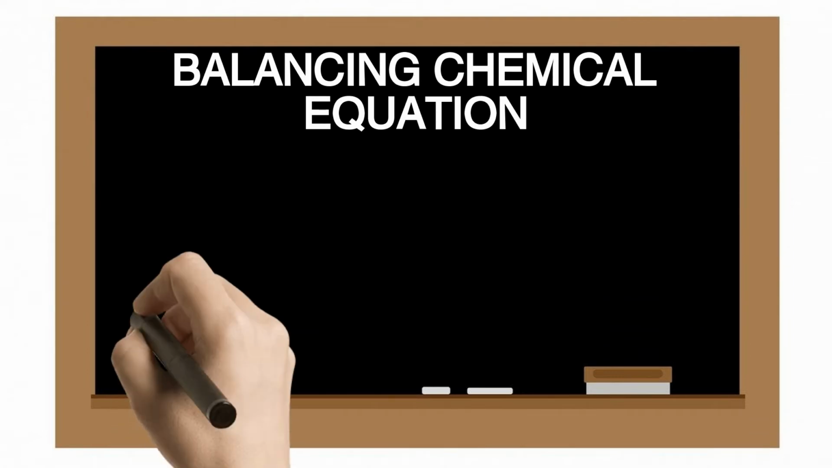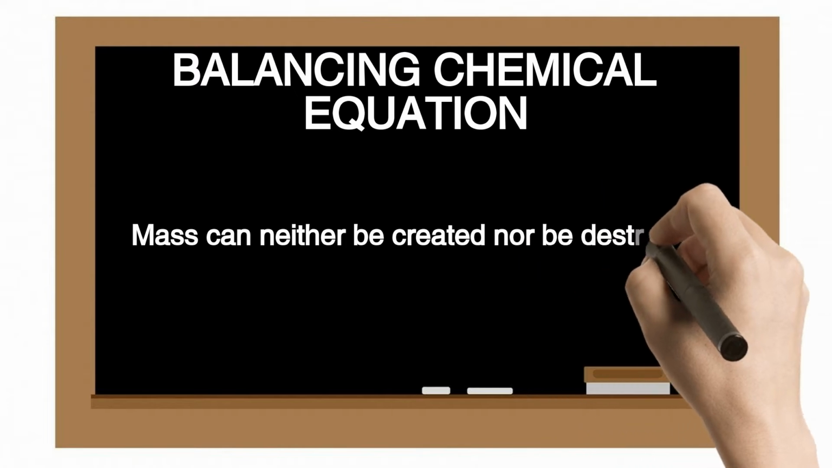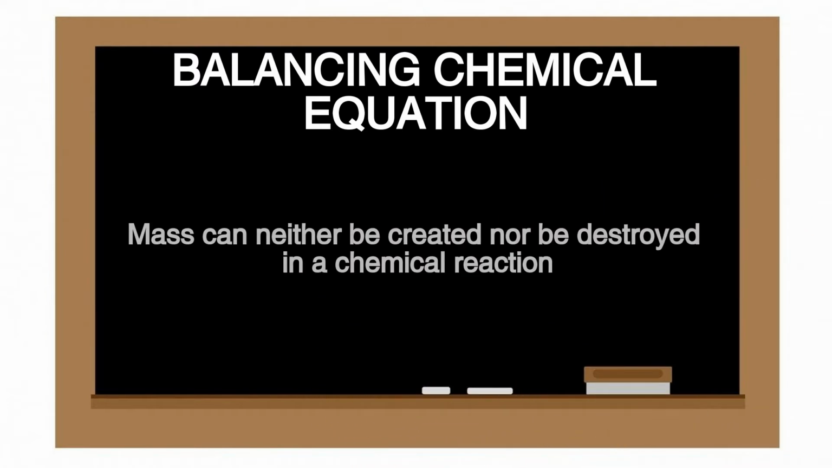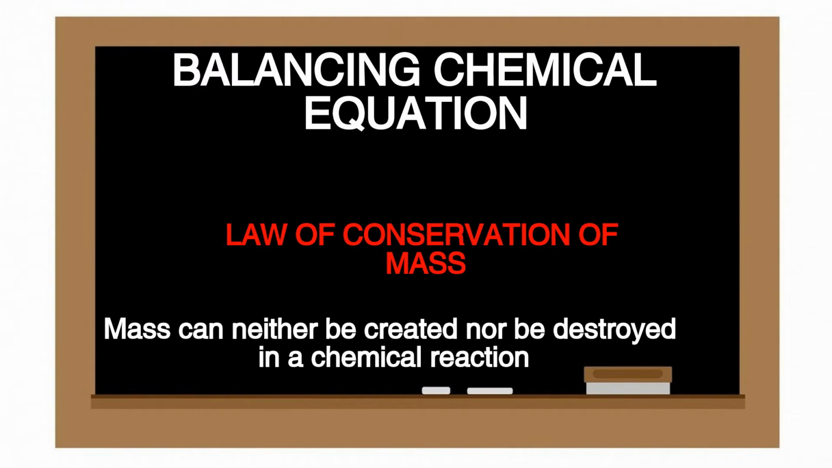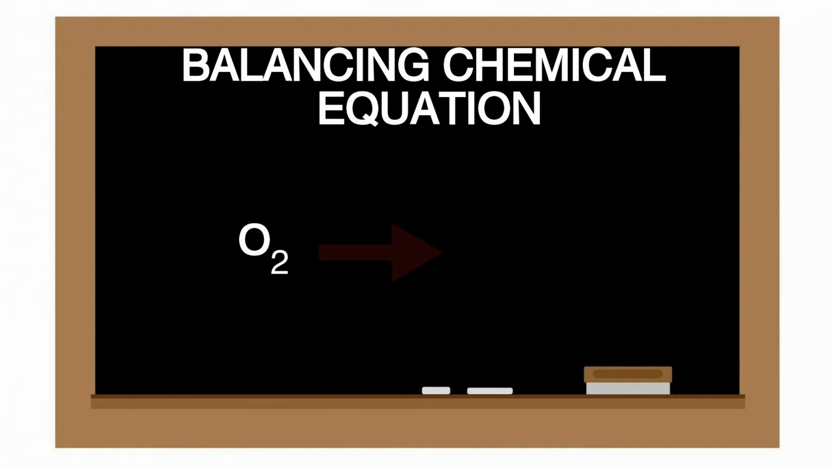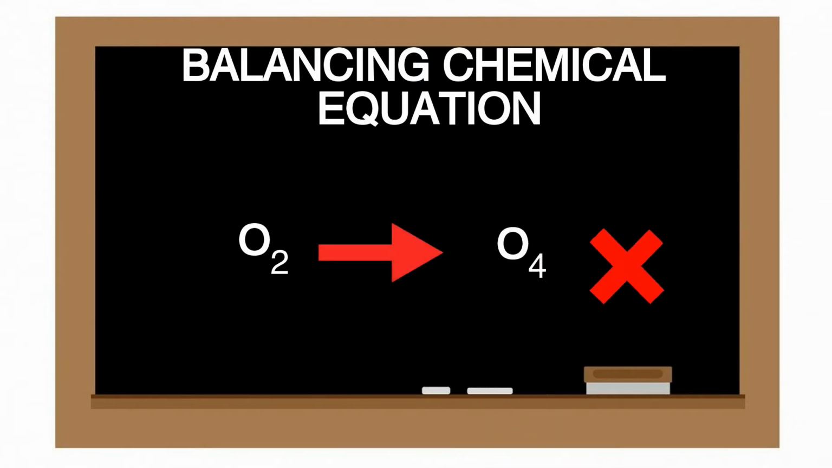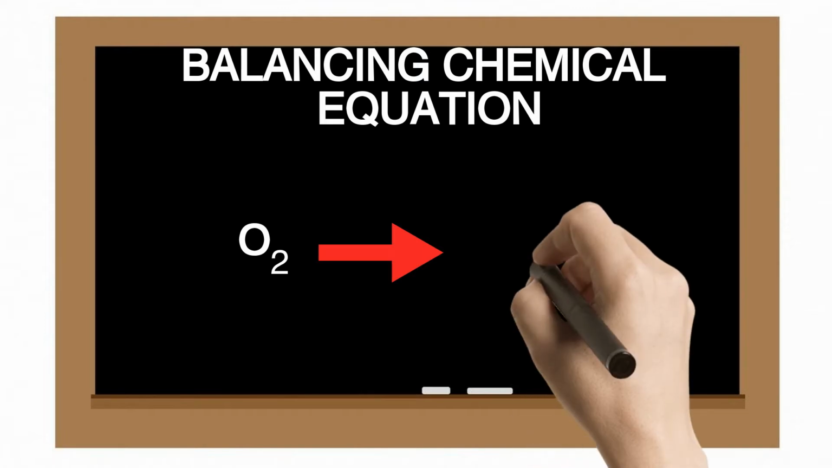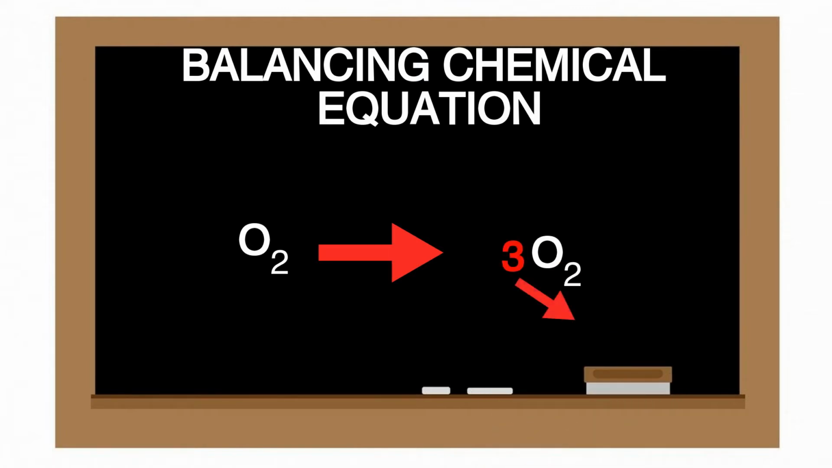We know that mass can neither be created nor be destroyed in a chemical reaction. It comes under the law of conservation of mass, and hope you remember about it. While balancing the equation, we cannot change the atoms present in the element or compound like this. We can balance the chemical equations by adding a coefficient to the element or a compound like this. I hope you understood about balancing a chemical equation. And now let's try out an example to understand more about it.